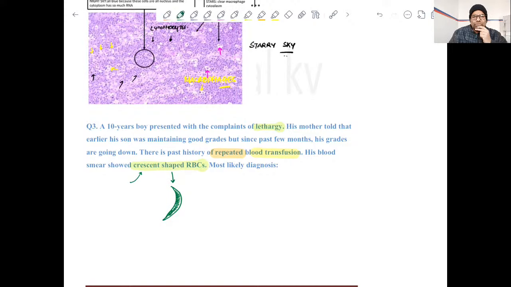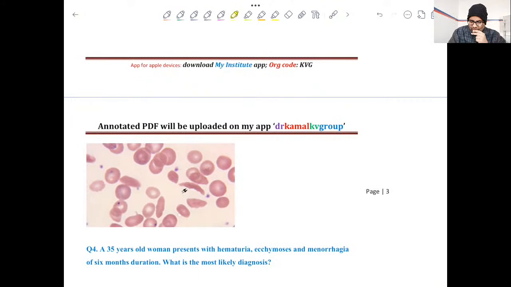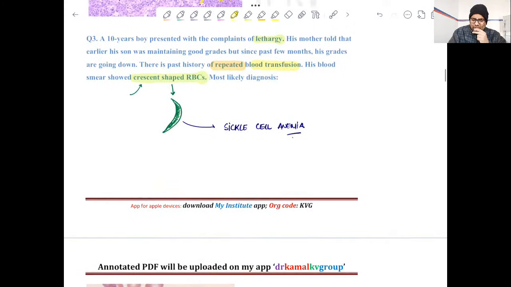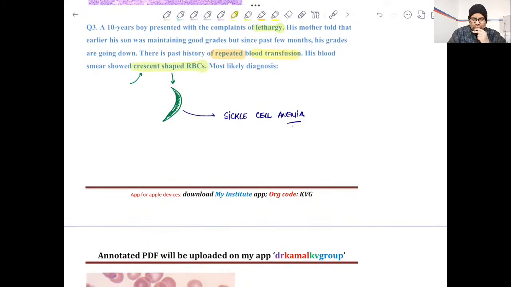So when you see RBCs which are crescent shaped, I think there should be no doubt in your mind that probably this is a case of sickle cell anemia. So sickle shaped RBCs or crescent shaped RBCs. And this is a classical peripheral smear where you can see a sickle shaped RBC. So this is how the peripheral smear will look, and the clinical presentation is something like this.